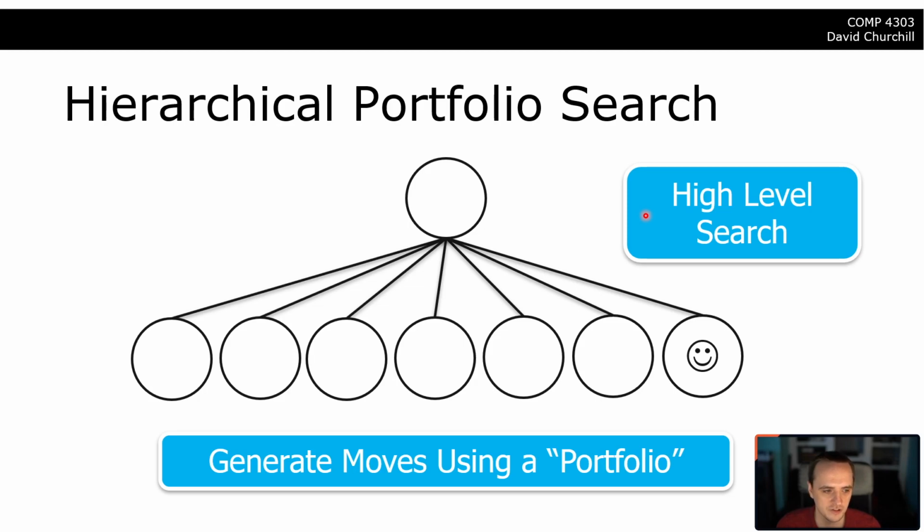So we'll talk about something called hierarchical portfolio search, where instead of searching over every possible move combination, I actually generate a subset of moves and search over those. We'll talk about how HPS works and how you can write an AI for Prismata.